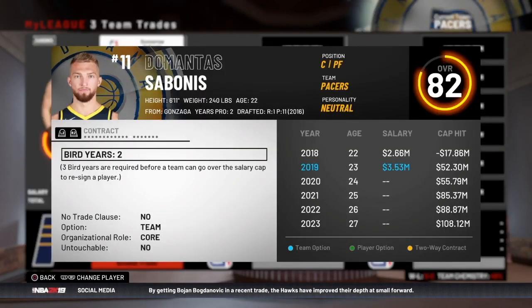Now let's say that after we made that transaction, we've decided that it's in our team's best interest to trade Sabonis to another team.